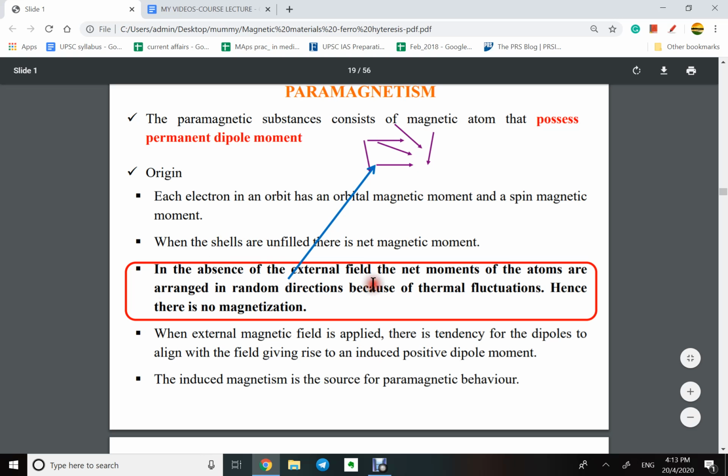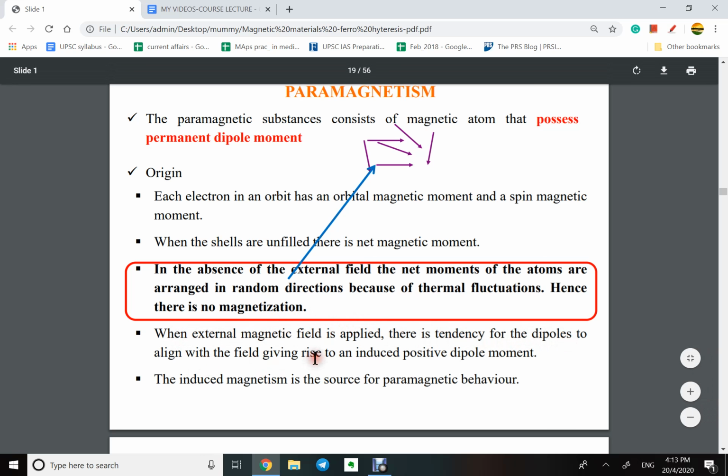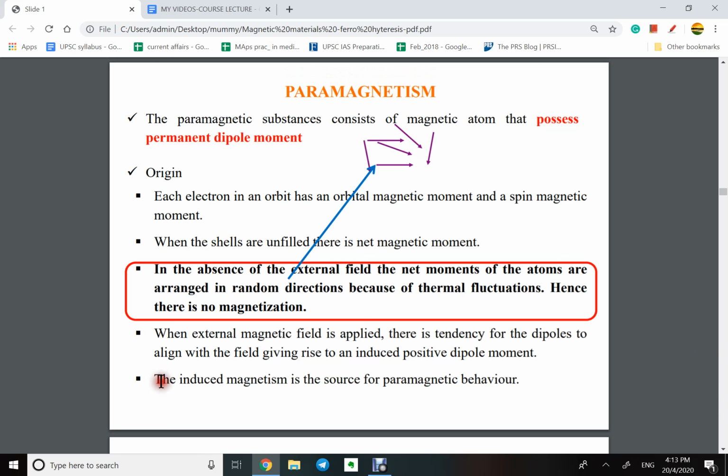In the absence of an external field, the net moments of the atoms are arranged in random directions because of thermal fluctuations. Hence, there is no net magnetization in the absence of an applied magnetic field. When an external magnetic field is applied, there is a tendency for dipoles to align with the field, giving rise to an induced positive dipole moment that we will see in the next slide. The induced magnetism is the source of paramagnetic behavior.